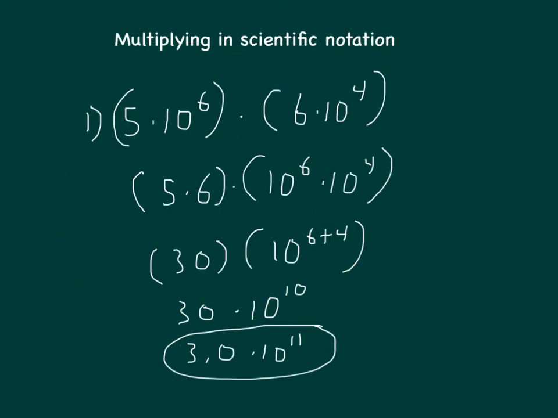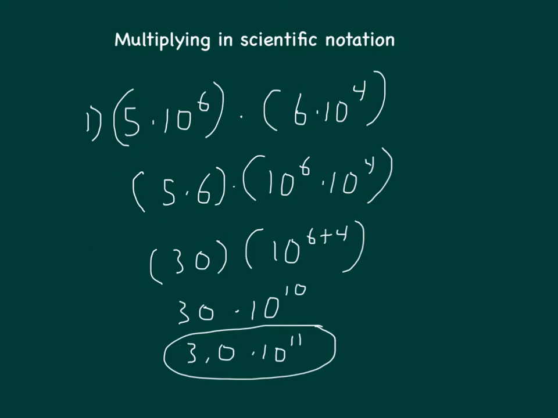So the first one's all about multiplying in scientific notation. Multiplying in scientific notation is a lot like when we multiply exponents. What I do first is I'm going to rearrange it. Same exact problem, just rearrange. So now I've got the 5, the 6, and I've got the 10 to the 6th and the 10 to the 4th. Now I can just simplify each set of parentheses. 5 times 6 is 30, and I know over here, if I have the same base, I'm multiplying, and I have different exponents, I can just add the exponents. So that gives me 30 times 10 to the 10th.